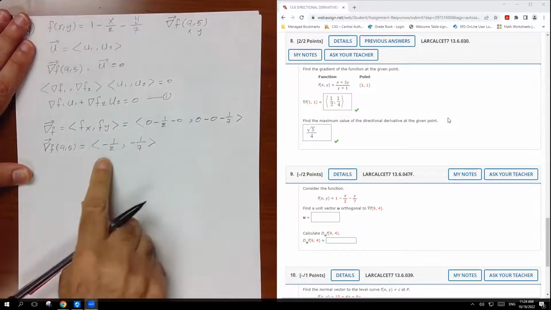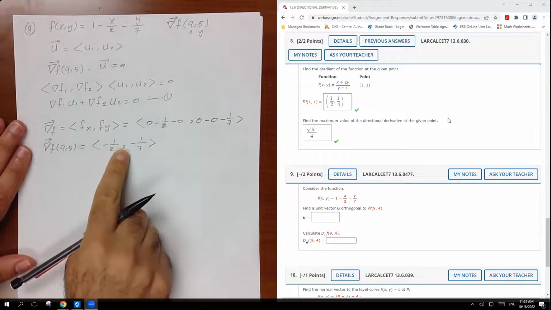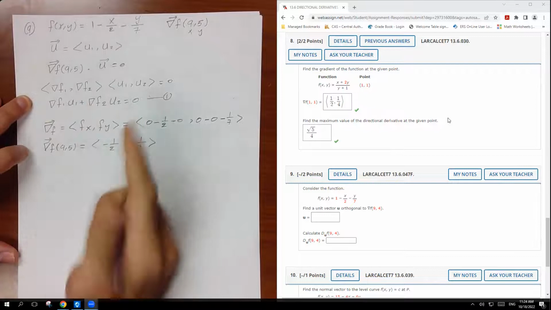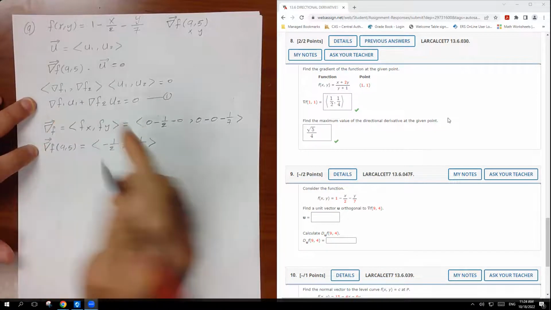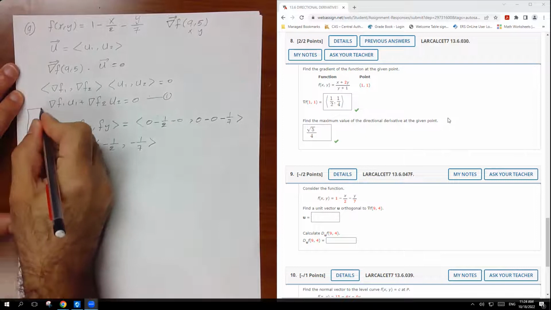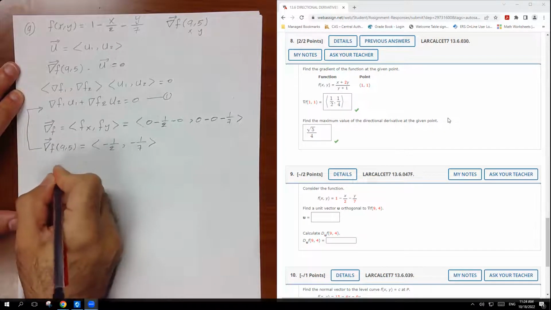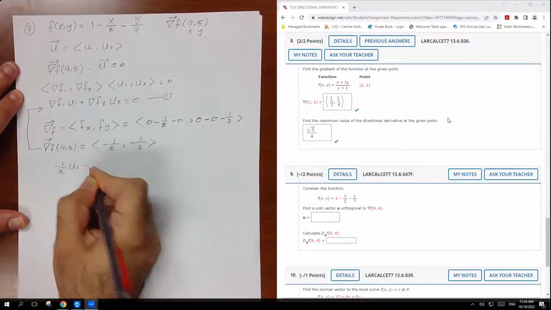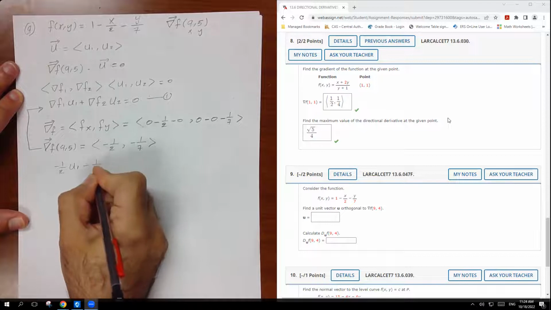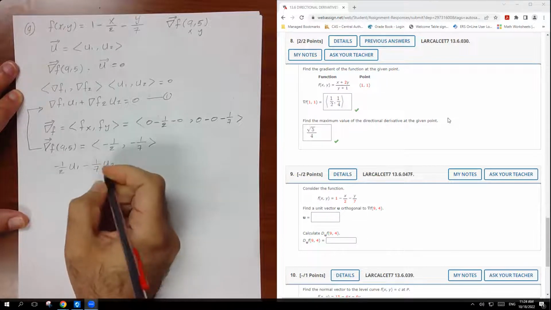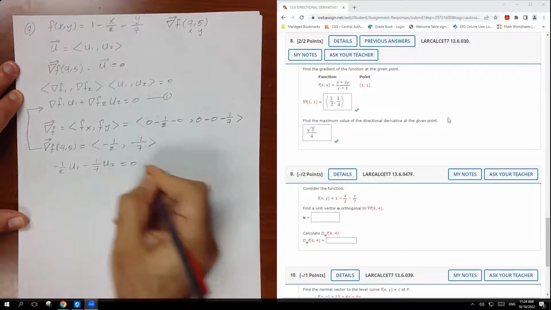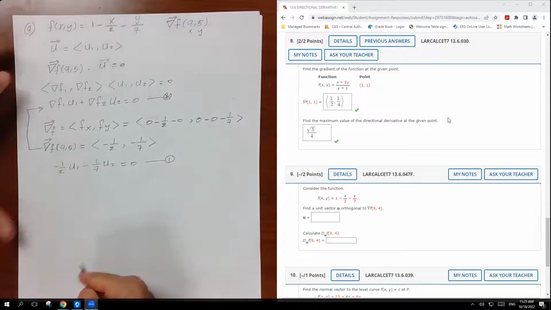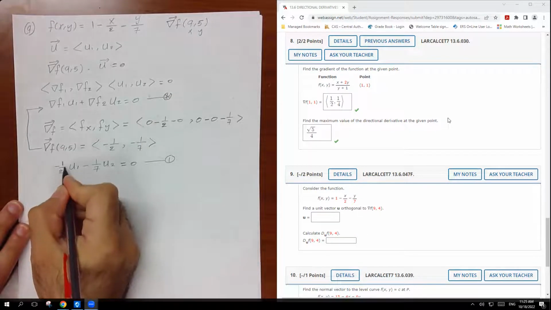Now I have the gradient here. I'm just going to plug in this gradient to find the first equation. That means this one times u1 is going to be negative 1 over 2 u1 plus minus 1 over 7 u2 is going to be equal to 0. Now this is my first equation. I'm going to mark this one with a star. This is the first equation I'm going to work on.